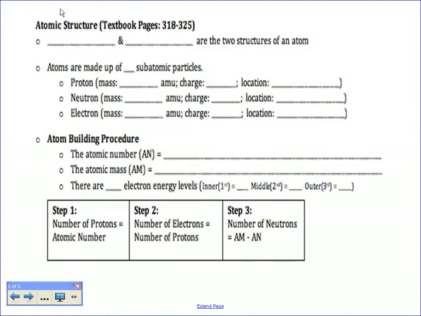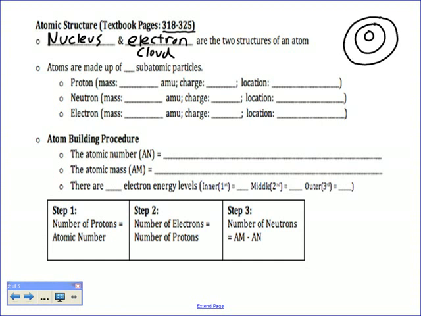All right, class. Now we're going to go on to the atomic structure part. The atomic structure part can be found on pages 318 through 325. There are two structures of an atom that we mainly focus on: the nucleus and the electron cloud. And those make up the two structures of the atom. All right? So like I said before, we have a Bohr model that kind of shows what we're looking at. So we got the nucleus here, and then there's three rings that surround it, which we say make up the electron cloud.